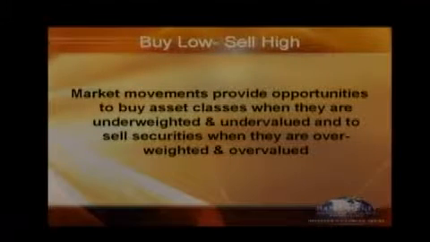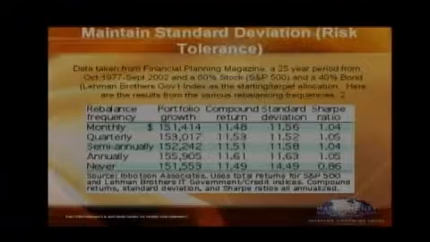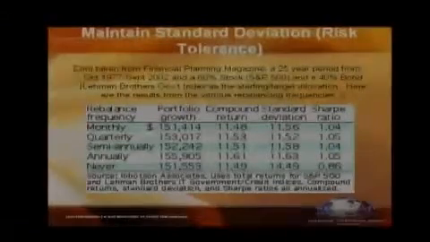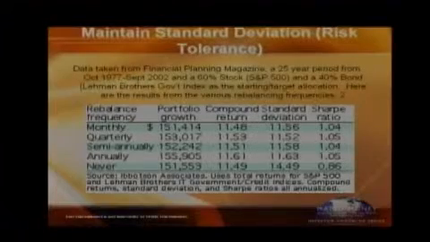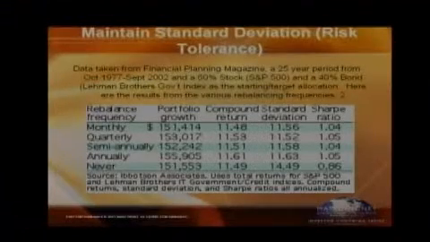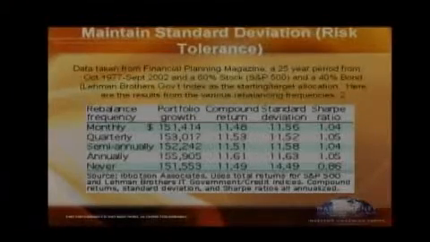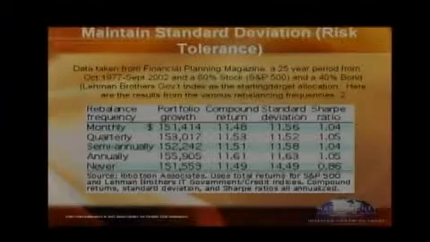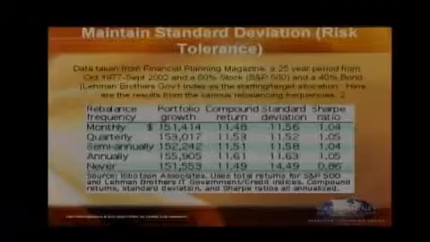When we go to the buy low and sell high, market movements provide opportunities for buying asset classes when they are underweighted and undervalued, and selling securities when they are overweighted and overvalued. So this is what we want to look at right here: from 1977 to 2002, this is the traditional 60-40 mix with large U.S. 60%, 40% in fixed income. This is the portfolio return that you would expect over that period of time with and without rebalancing.